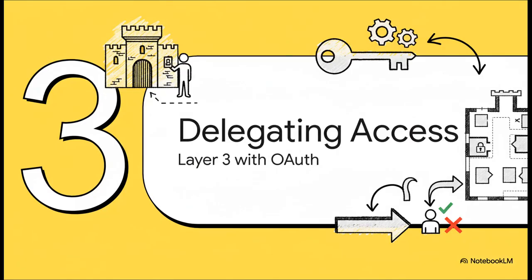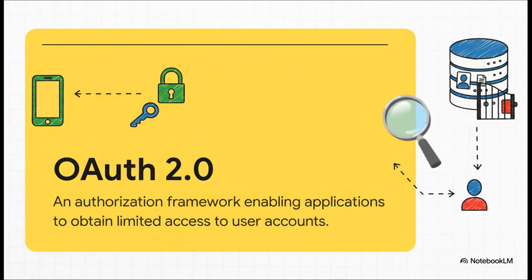Okay, so someone shows up at the gate with a valid ID card. We know who they are. But does that mean they get to roam free and access every single room in the castle? Of course not. We need to grant specific, limited permissions for specific tasks. And that next step, well, that's authorization. And that's exactly where OAuth 2.0 comes in.